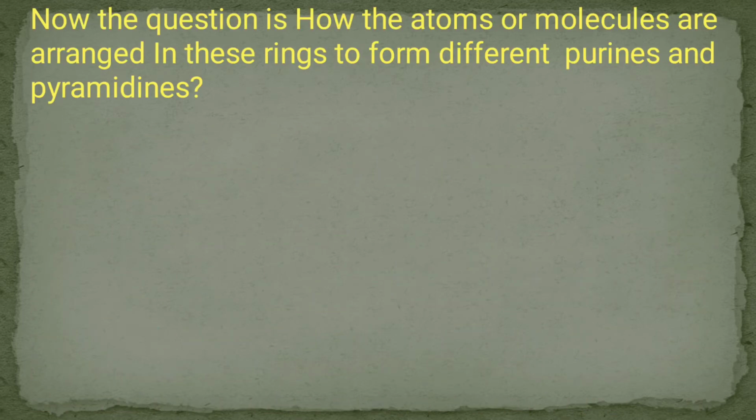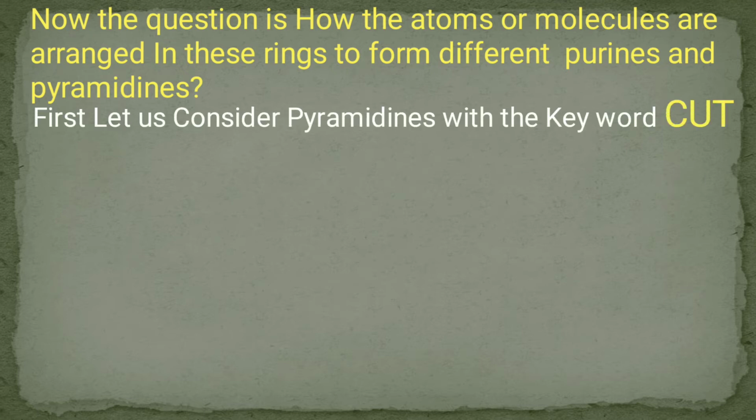How are the atoms or molecules distributed along these two ring structures in purine, or the one ring structure in pyrimidine, respectively? Whether uracil contains an amino group or a methyl group, etc. Or whether guanine contains an amino group or adenine contains an amino group on top. Such confusion can be easily avoided if you remember the keyword. First, we will be discussing the distribution of atoms across the pyrimidines.